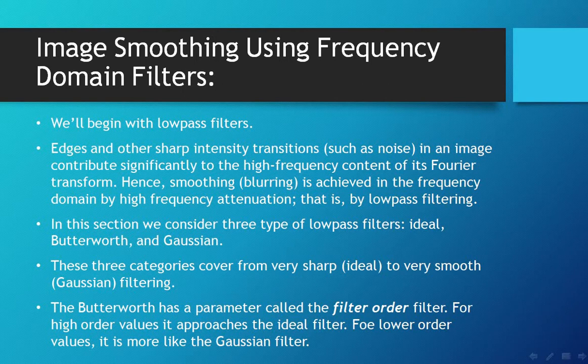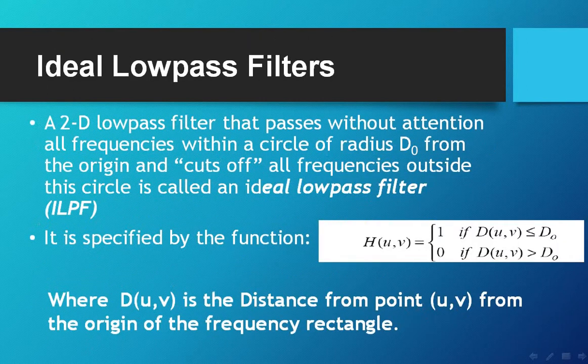The Butterworth has a parameter called the filter order. For higher order values, it approaches the ideal filter. Let us see about ideal low pass filters. A 2D low pass filter that passes without attenuation all frequencies within a circle of radius d0 from the origin and cuts off all frequencies outside. This is called the ideal low pass filter.